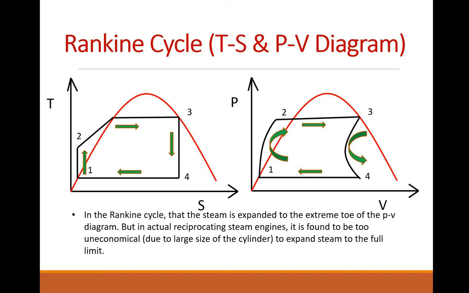So if we redraw it onto the TS and PV diagram, see here I have drawn the TS. TS stands for temperature versus entropy, T for temperature, S for entropy. If we draw it, we can see the 1, 2, 3, 4 denote the stages of the Rankine cycle. 1 is the pump, 2 is the boiler, 3 is your turbine, and 4 is your condenser.